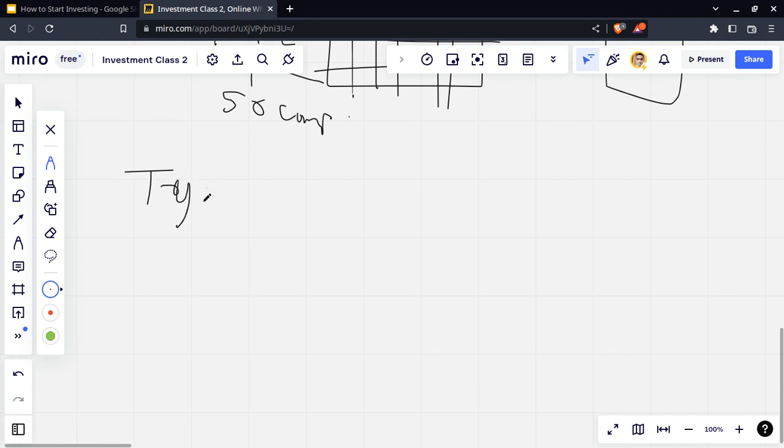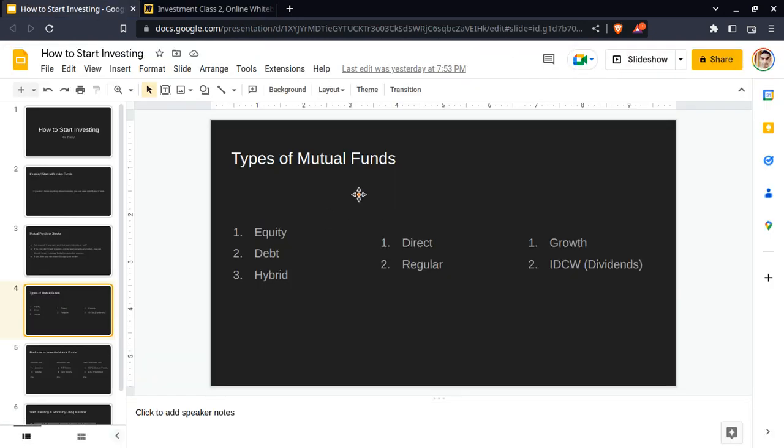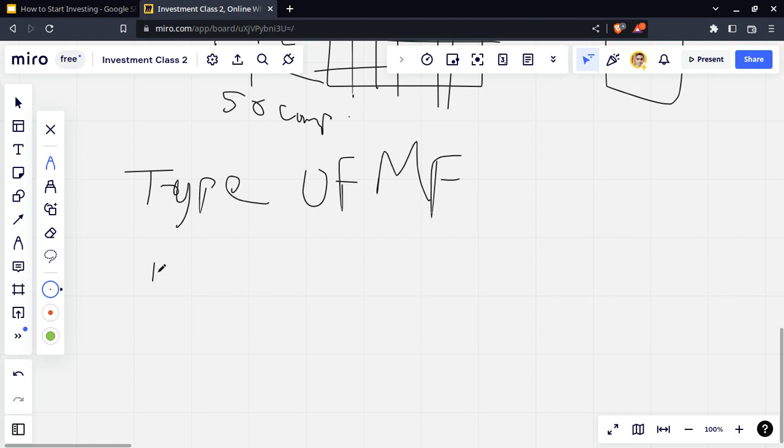Let's go and see the types of mutual funds. This type of mutual funds has been classified into three categories. These are three types. Means one you can classify like this, second you can classify like this, third you can classify like this. So let us see the first classification, that is equity mutual funds, debt mutual funds, and hybrid mutual funds.